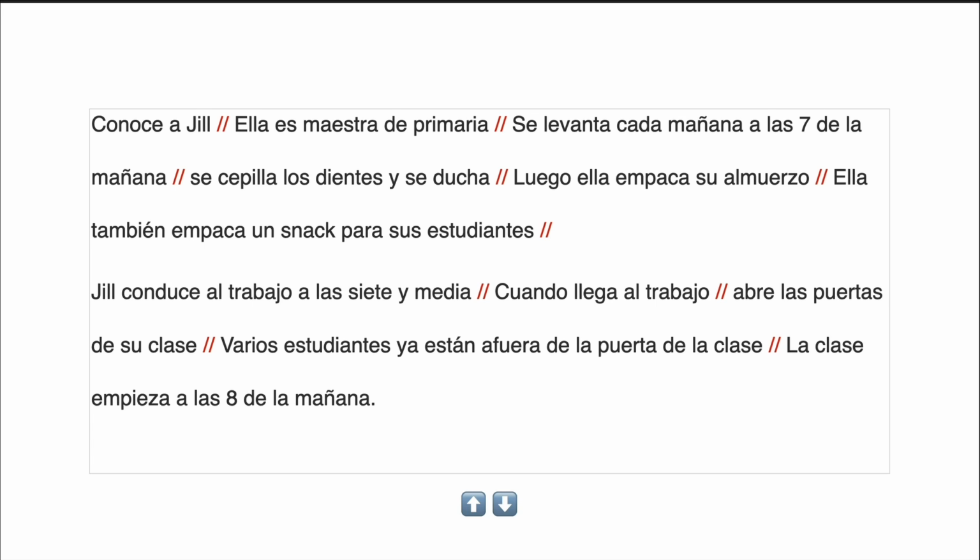La clase empieza a las 8 de la mañana. Okay. We have our line breaks now. So we know where each pause is at. Now, all we're focusing on here is at the end of every line break, we want to know, does the pitch go up or does it go down? And that's why I have these things here.